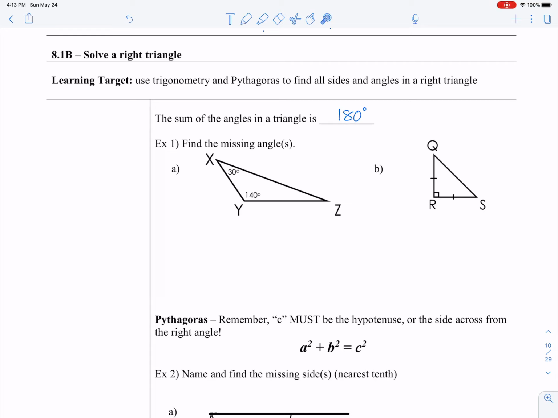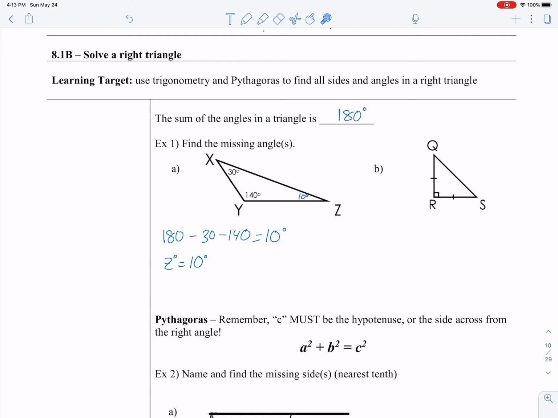So here in this triangle, for example, we have two of the angles. We have 140 and we have 30, and we're missing one. If we want to find what this last one is, we take 180 and subtract the two angles that we know, 30 and 140. When we do that, we get 10. So angle Z is 10 degrees.